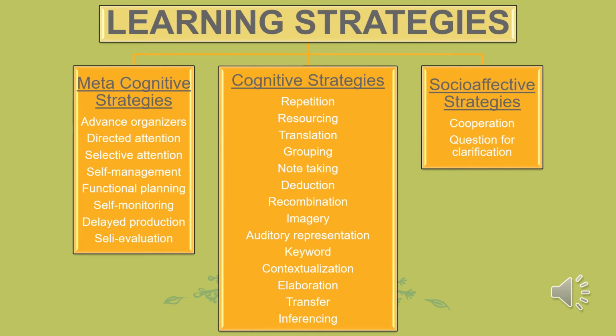Now let's move on to the third box, social affective strategies. There are only 2 points, cooperation and question for clarification. For cooperation, working with one or more peers to obtain feedback or model a language activity. And question for clarification, you can ask a teacher or other native speaker for repetition, paraphrasing, explanation, and examples.